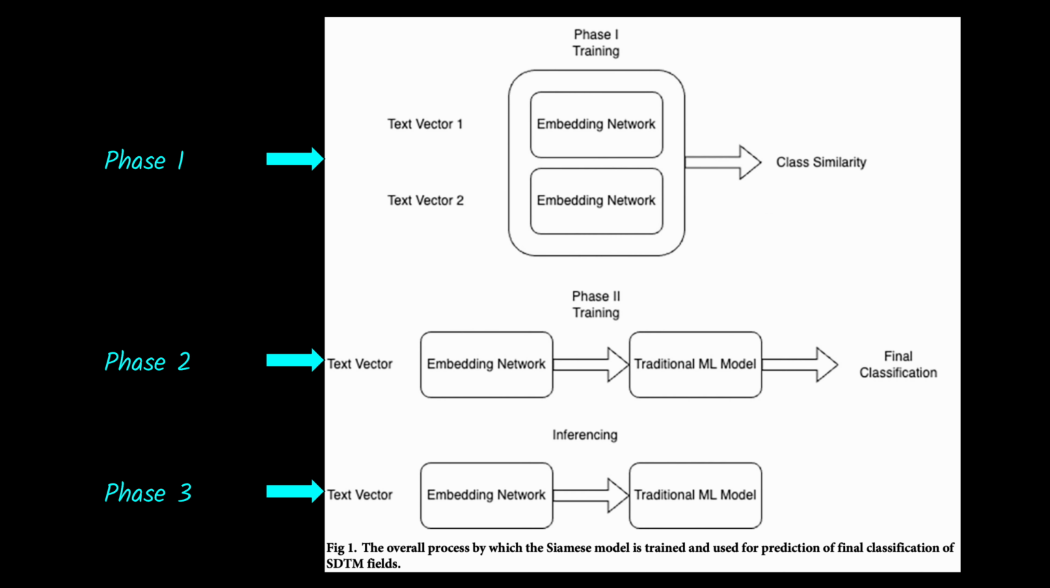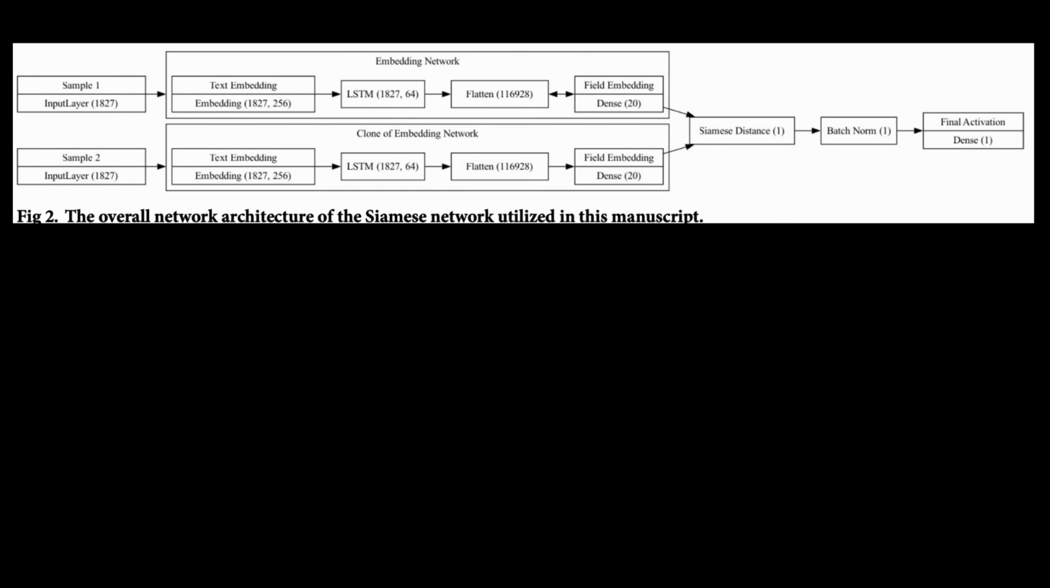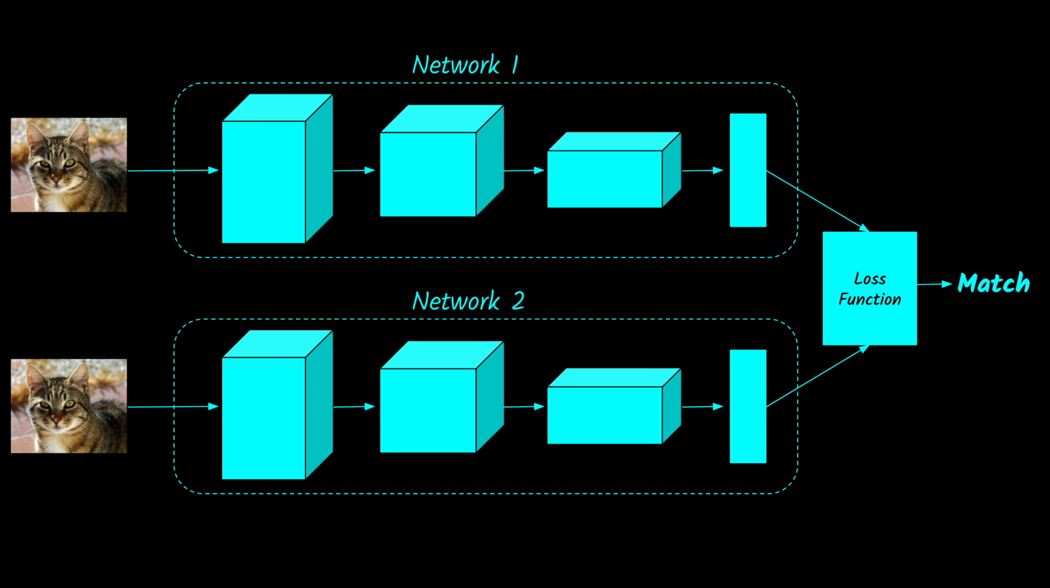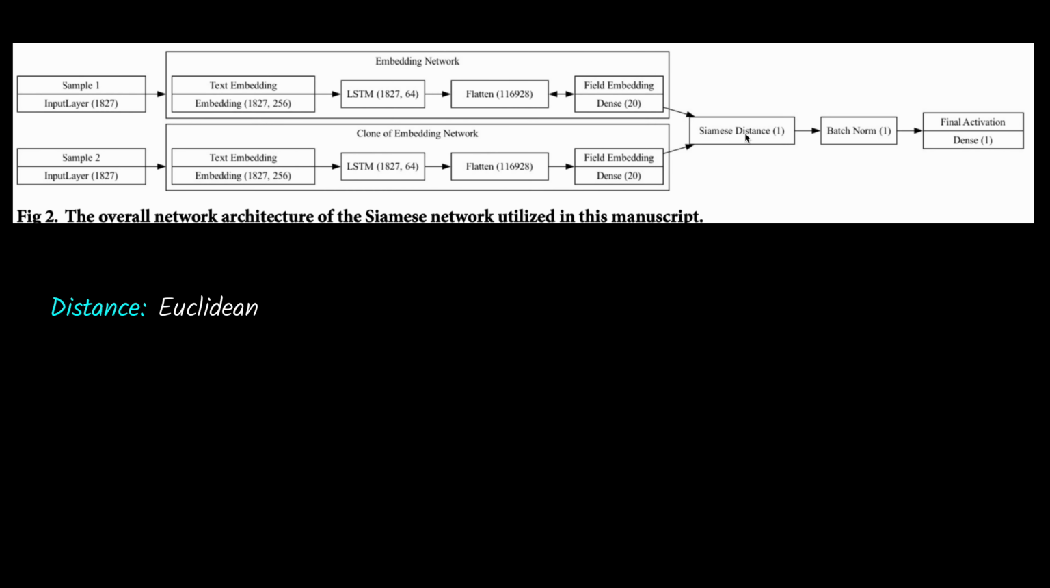Now let's talk about the actual model. It is done in 3 different phases. Let's go through each. This is the Siamese network they have used. It looks very similar to the one we have seen earlier. At the end of the network, some sort of distance metric is used. They have used a simple Euclidean distance, which is enough for this purpose.